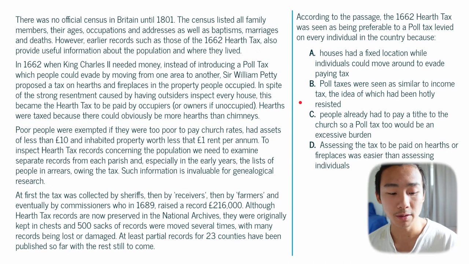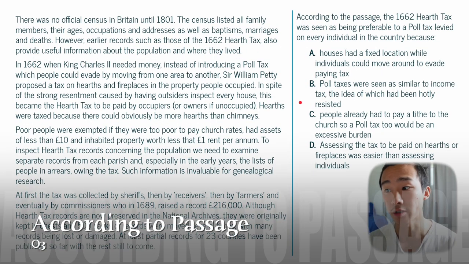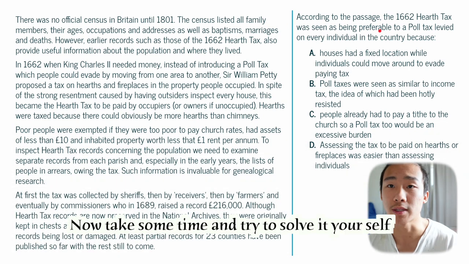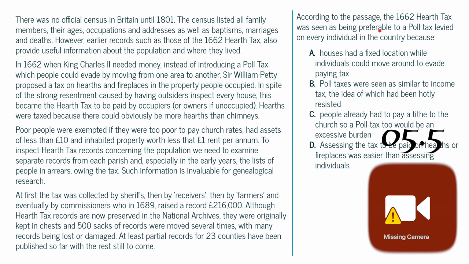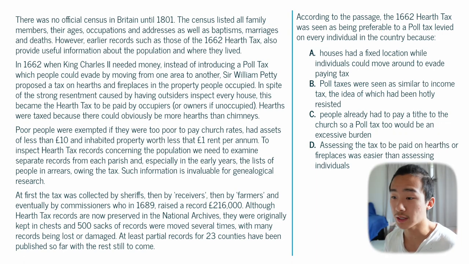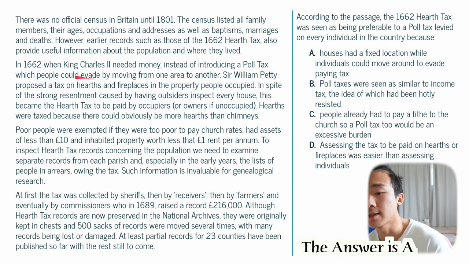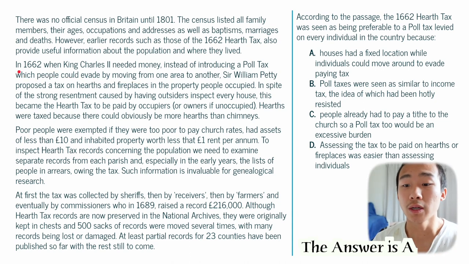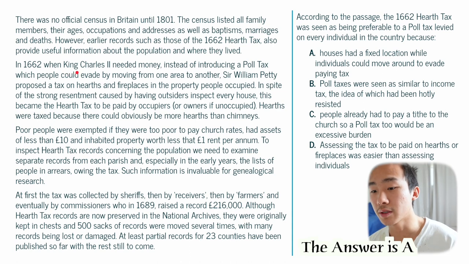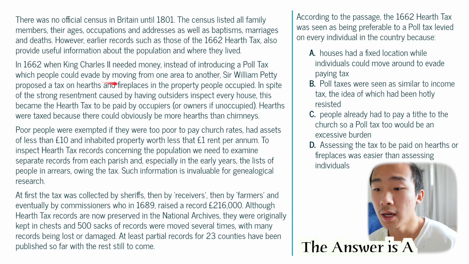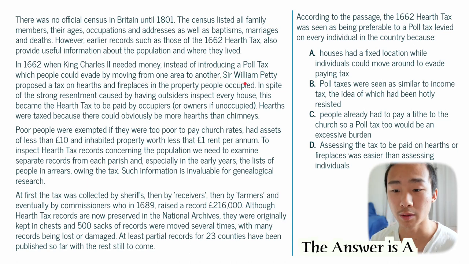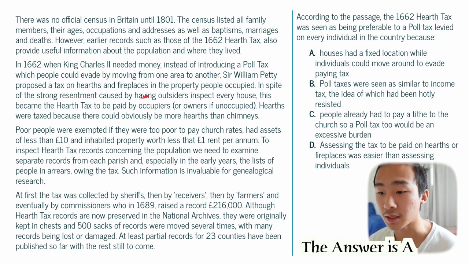And now let's look at the next type of question, which is according to the passage. That's just what it's called, and basically it's because it always starts with according to the passage. So the answer for this one is A, and it's supported by the evidence in paragraph 2, which says, in 1662, when King Charles II needed money, instead of introducing a poll tax, which people could evade by moving from one area to another, Sir William Petty proposed a tax on hearths and fireplaces in the property people occupied.